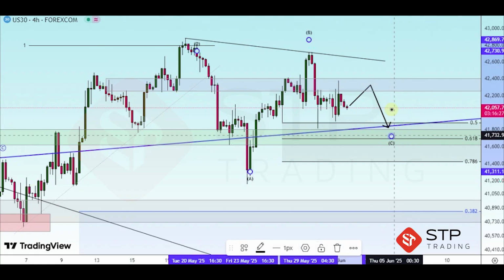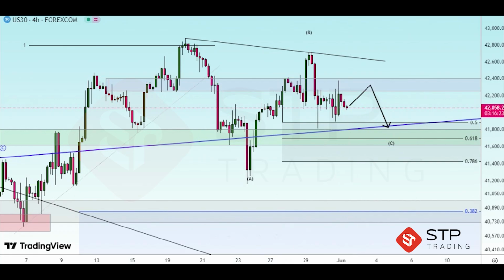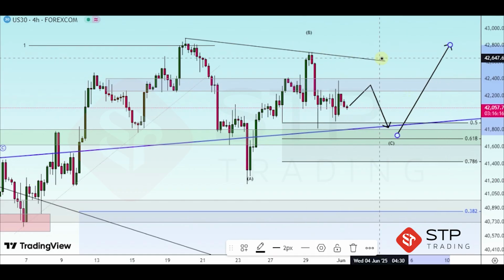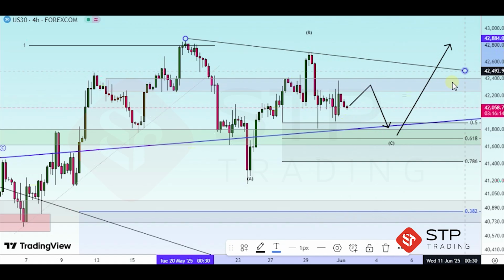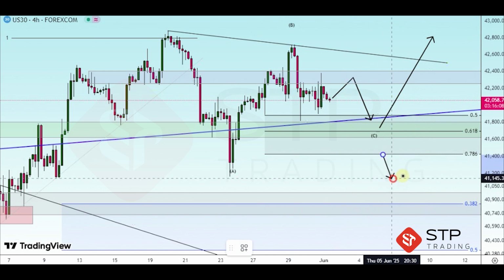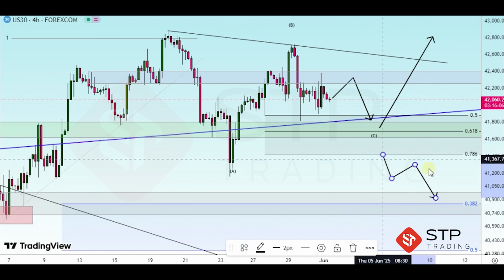The 50% and 61.8% levels are key areas where the current correction may end. Once wave C is complete, the bullish trend could likely continue, possibly breaking through the resistance trend line. If the 78% level breaks instead, the correction could deepen toward lower support levels.